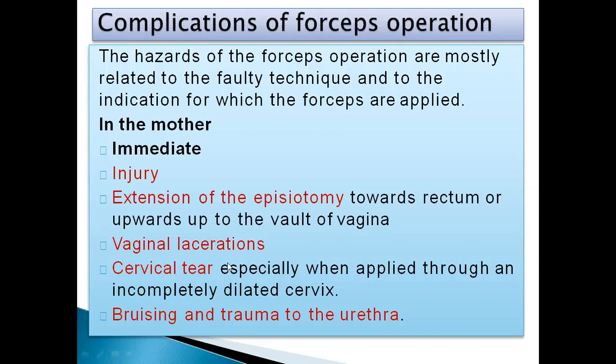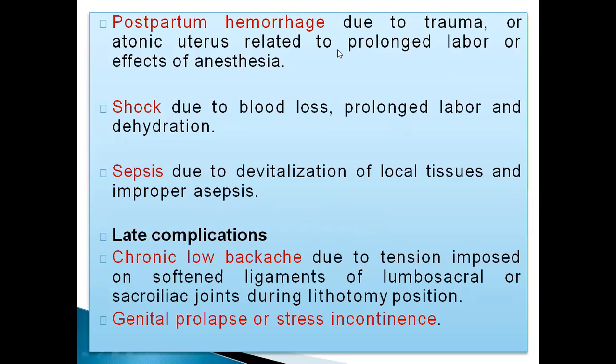Okay, so in the mother, the immediate complications are injury: extension of the episiotomy, vaginal laceration, cervical tear, and the urethra, meaning the urinary system is also affected, with bruising and trauma to the urethra. These are immediate complications. Then PPH, postpartum hemorrhage, because of trauma or atonic uterus, then shock due to blood loss, prolonged labor, dehydration, infection.